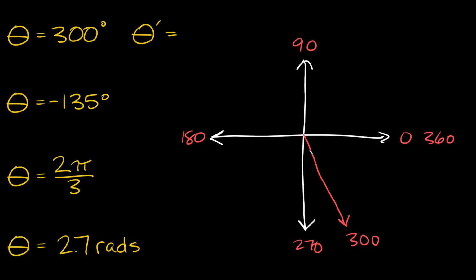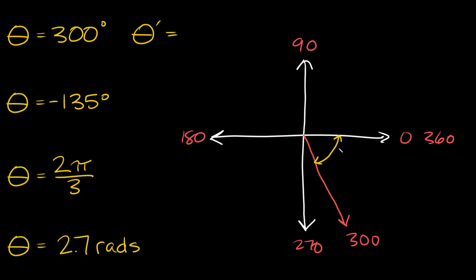Now, in order to find theta prime, the reference angle, you simply measure the distance from the arm that we just drew to the x-axis, so this distance right here. Notice I went the shortest distance, because we could have also gone this way to get to the x-axis. But reference angles are always acute angles, so you always want to go the shortest distance to the x-axis. In this case, this is obviously the shortest distance.